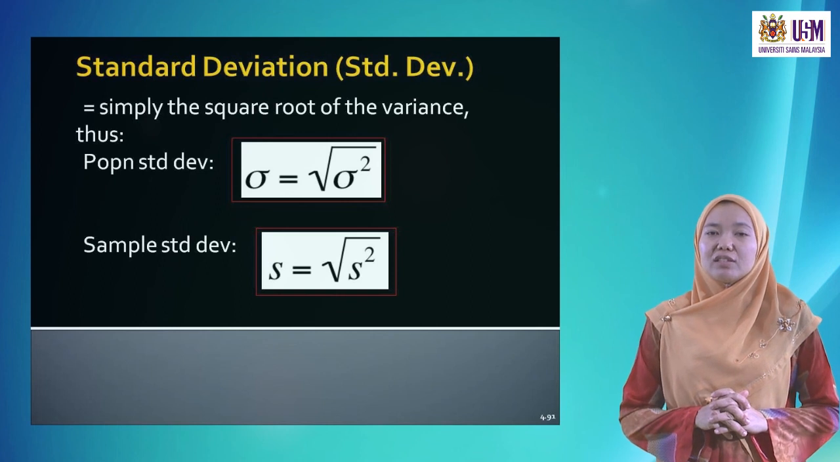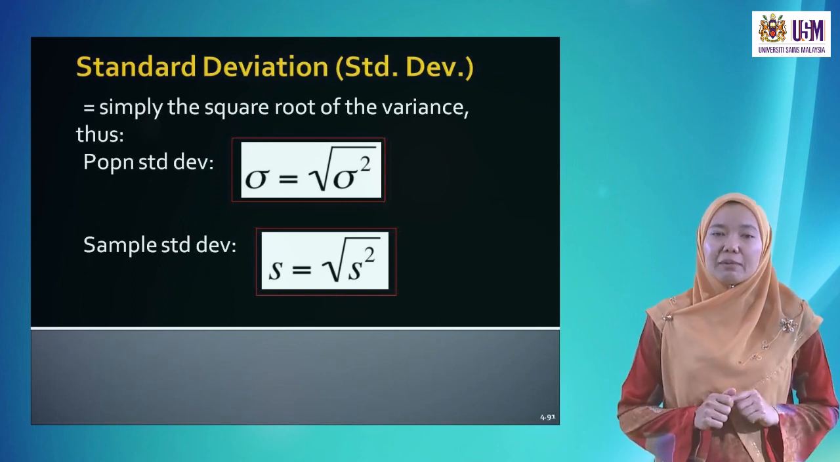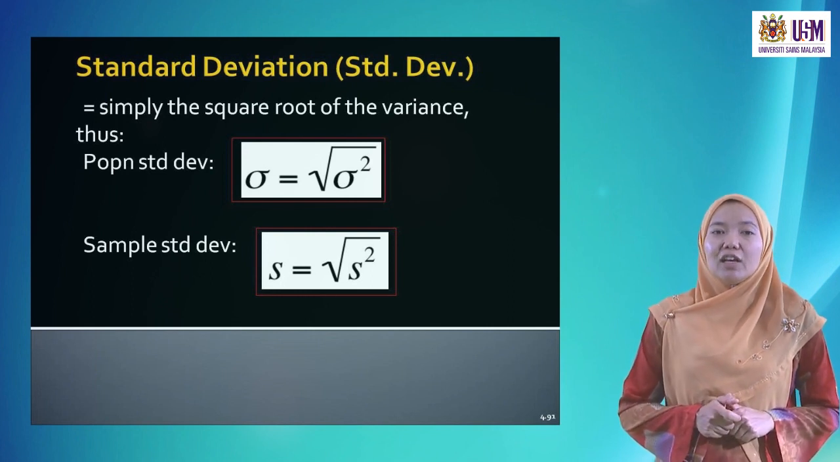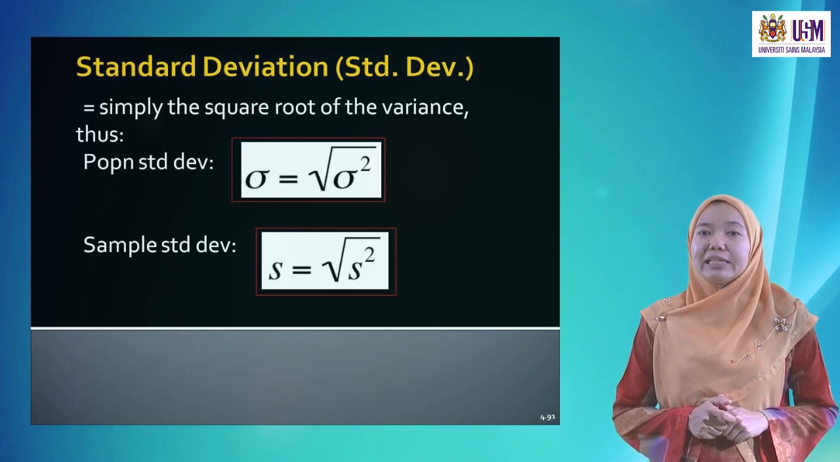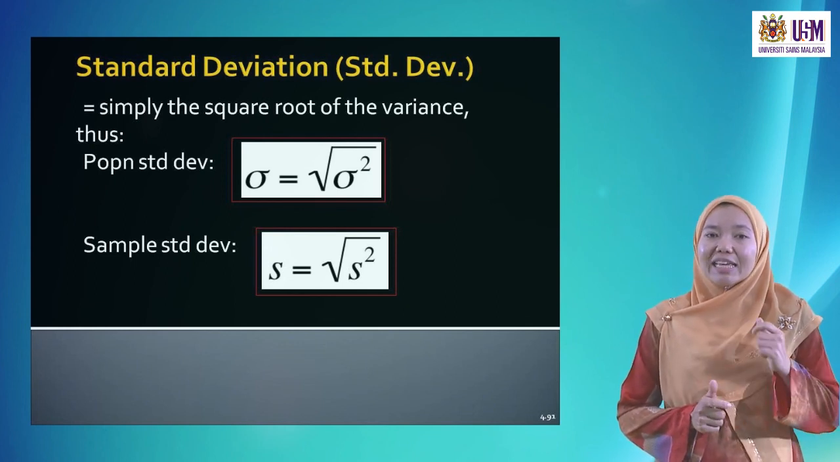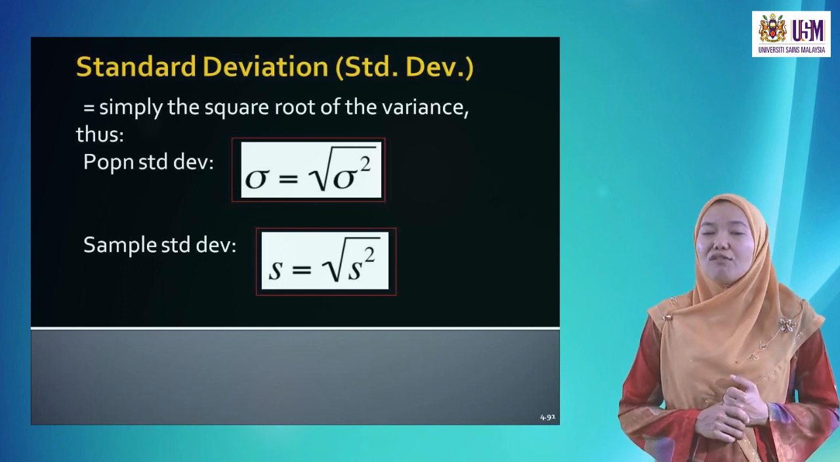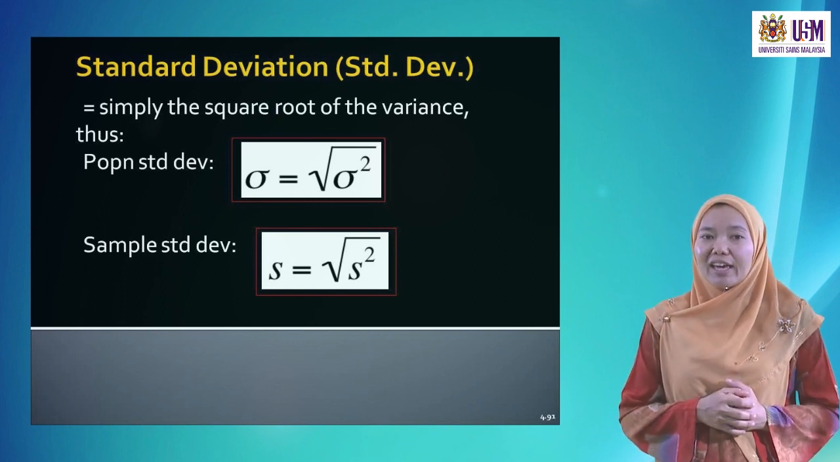What about standard deviation? Remember, standard deviation is related to variance. So standard deviation, I use the short form there, but in the exam, make sure you write it in full. Standard deviation is simply the square root of the variance. So you have sigma. Population standard deviation is given as sigma, which is equal to the square root of variance. So variance is sigma square.